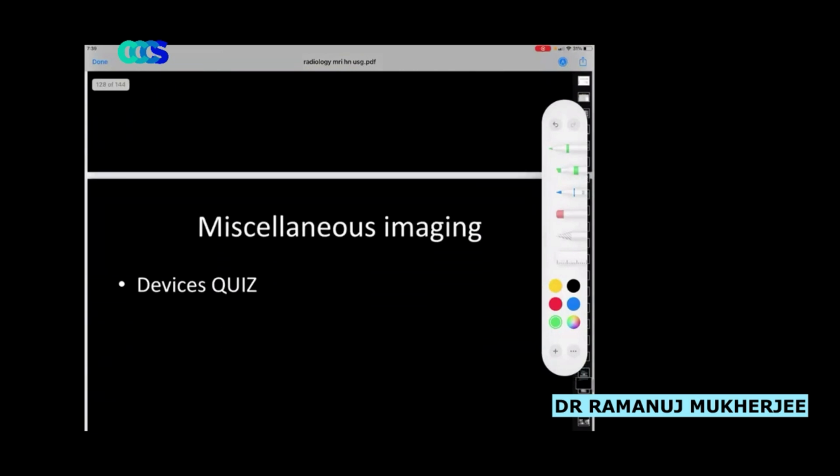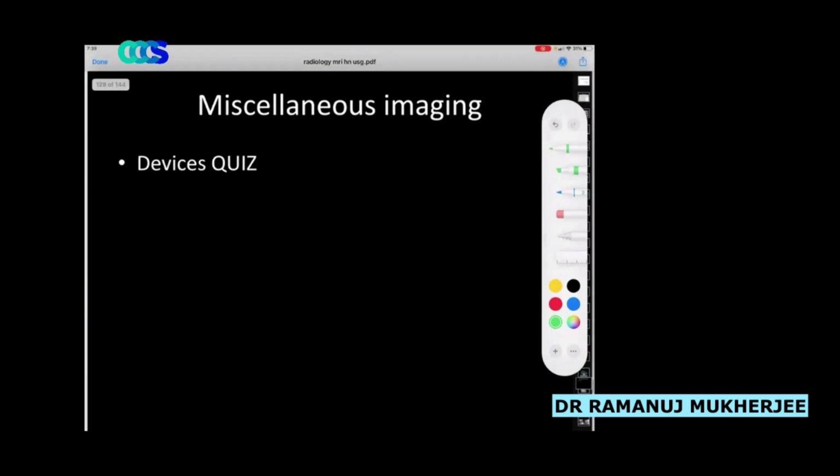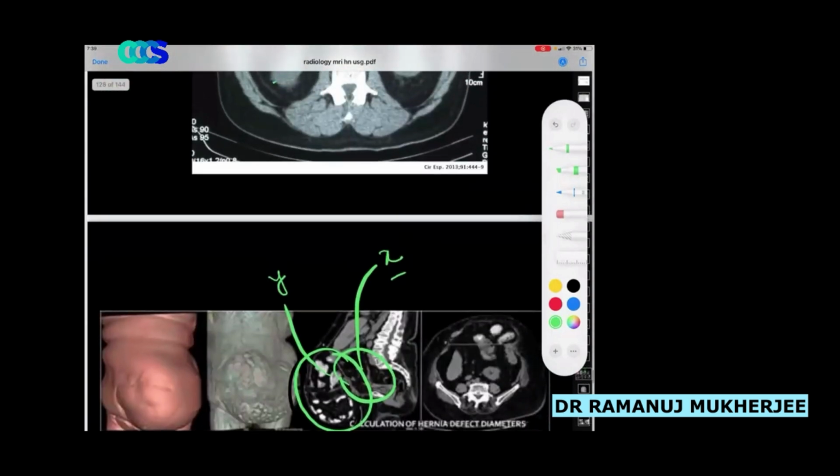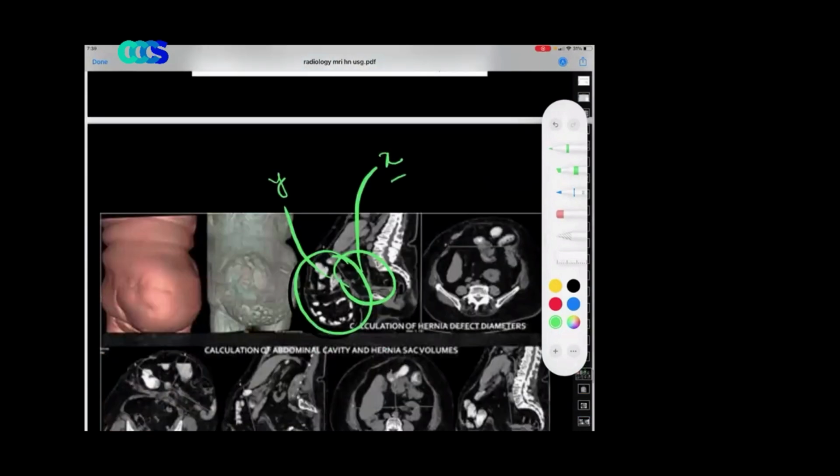Now, so this completes the last one and we end the class now. Any questions on hernia before we end? Sir, what gas do we use for the pneumoperitoneum? Carbon dioxide, sir. Progressive pneumoperitoneum with carbon dioxide.